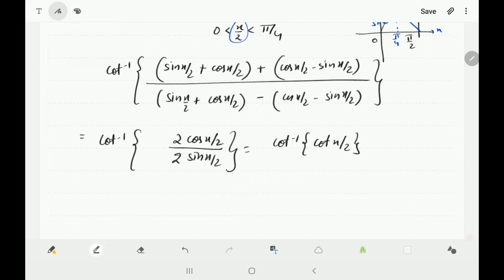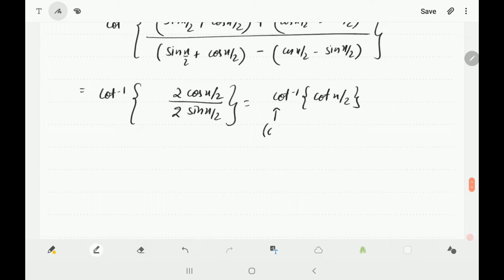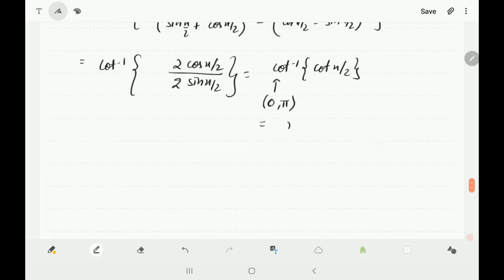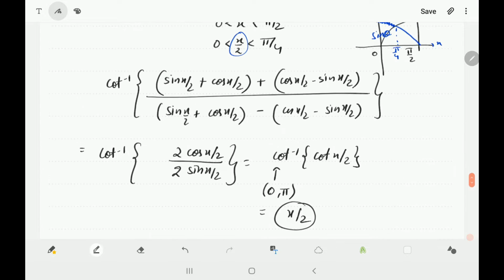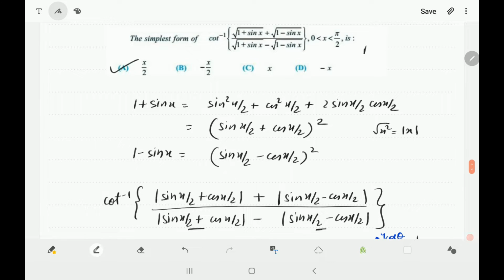Now we have to see whether x by 2 is in the principal value branch of cot inverse. Cot inverse has a principal value branch of 0 to pi, and x by 2 is from 0 to pi by 4, so it is already in the principal value branch, and hence the answer of this problem will be x by 2. So option A is the correct answer for this problem.